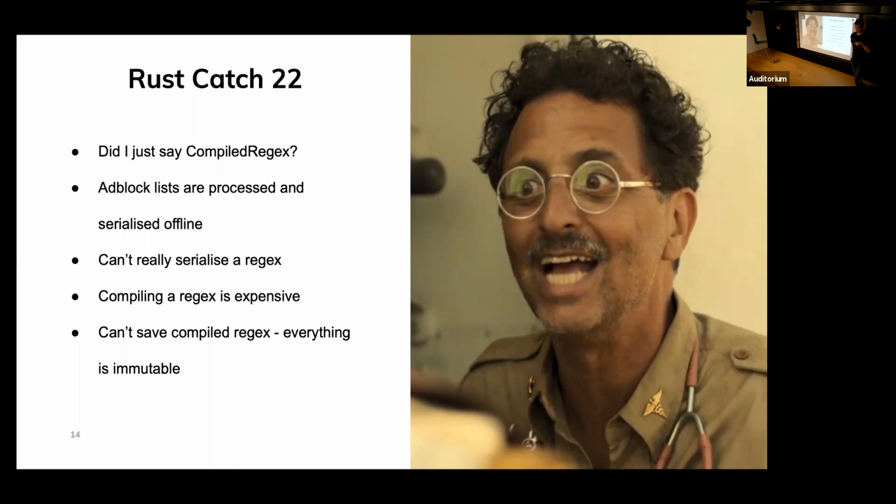Except that regexes are a thing where the regex expressions are clearly serializable, but the regexes themselves, as a state machine that does the matching, not so much. But you don't want to be recompiling them every time a rule comes in, because that's relatively expensive. And you can't save a compiled regex, as a sort of lazy computation type of thing, because everything is immutable. So you keep going through this catch-22 until you go like, there must be a better way.